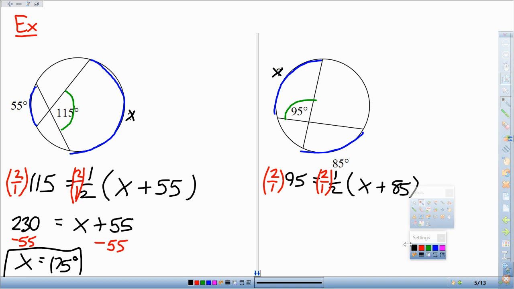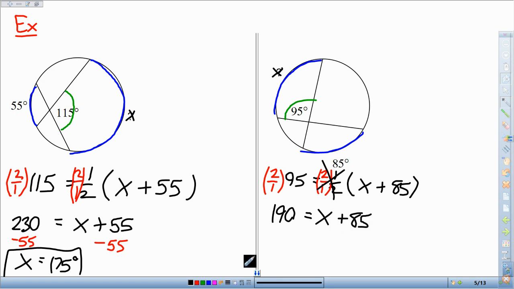Okay, so over on the left, we got 95 times 2, which is 190. On the right, fractions are gone, and we got x plus 85. Okay, last thing, getting rid of 85 by subtracting. And it looks like we're going to get 105. Okay, I'm going to flip it around.